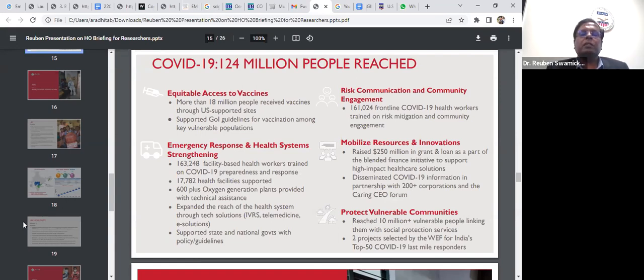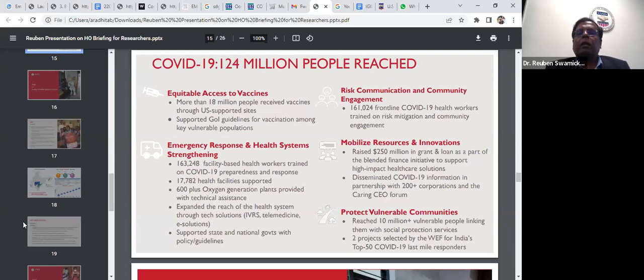Expanded the reach of the health system through tech solutions. So, IVRS, telemedicine, e-solutions, for example drug delivery, and things like that, were all taken up. And then, policies and guidelines needed to be rolled out almost every night. There was some new directive that was coming out from the government. So they needed support from someone who could write it and then move it through the system for approvals and get that done.